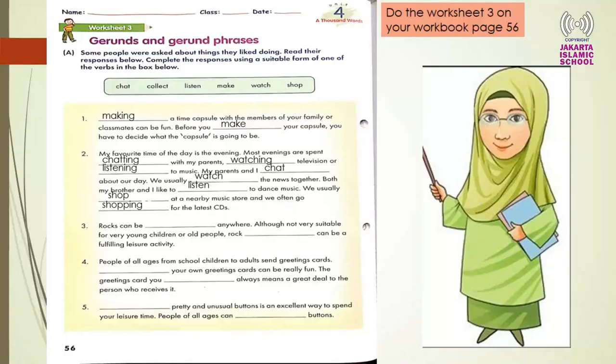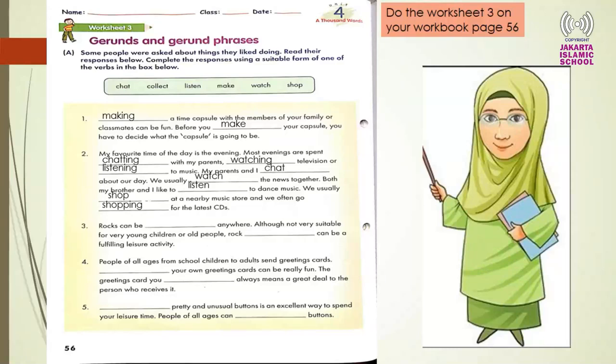Okay, next, number 3. Rocks can be blank anywhere. Although not very suitable for very young children or old people, rock blank can be a fulfilling leisure activity.